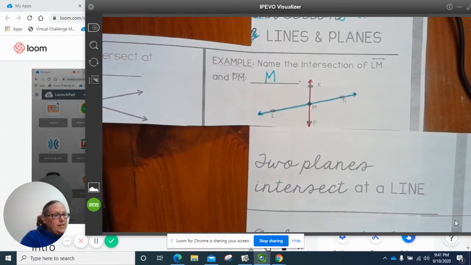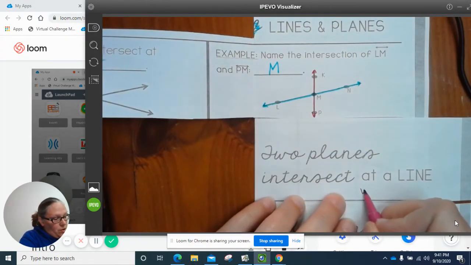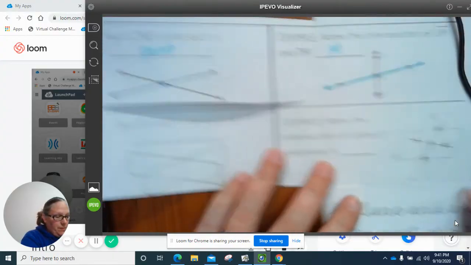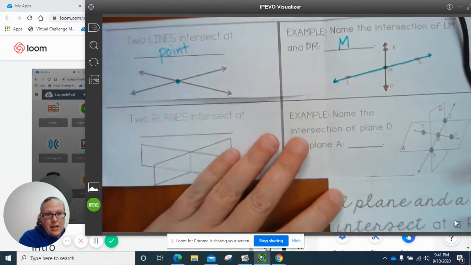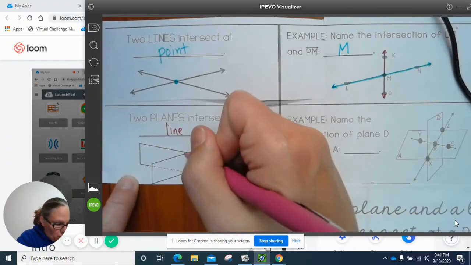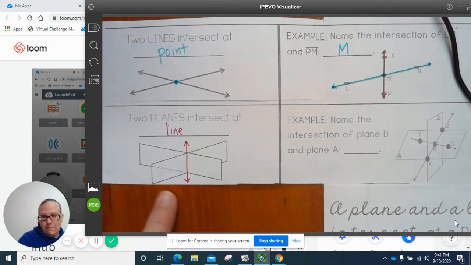So two planes will intersect all the way down at the line. Think of the walls of your room. Two planes intersect at a line, like the walls of your room. Two planes intersect at a line. So I'm going to draw the line in like this, right down the middle of those two.